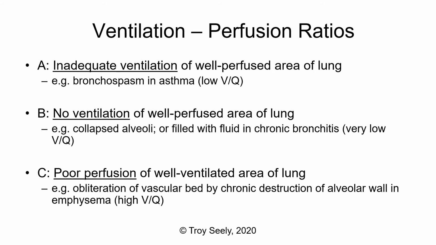In scenario C, you have poor perfusion of a well-ventilated area of lung. You're getting oxygen down to the region, but the area's circulatory supply is compromised. An example of that is obliteration of the vascular bed by chronic destruction of the alveolar wall in emphysema. Chronic bronchitis and emphysema make up COPD. In one, we have very low ventilation. In the other, you're going to have decently high ventilation, but poor perfusion.